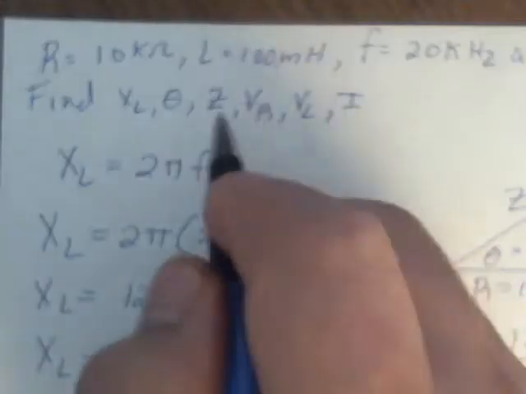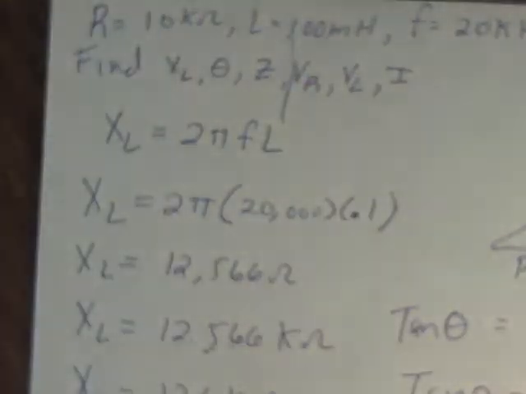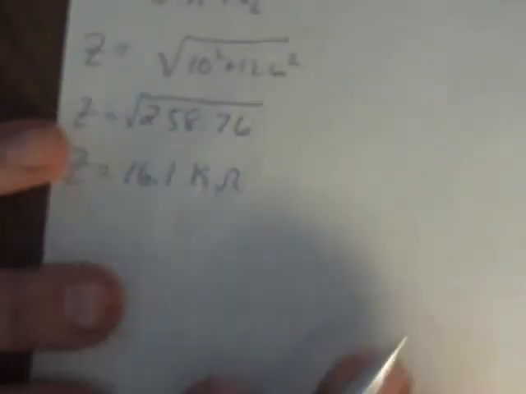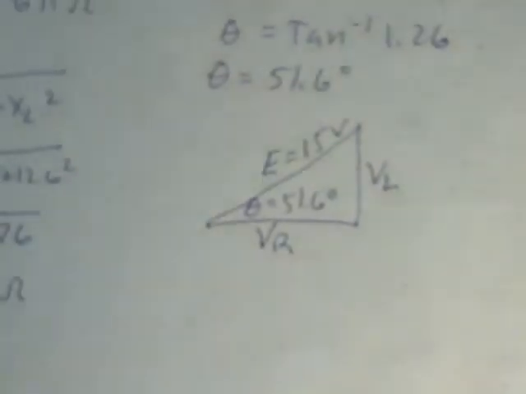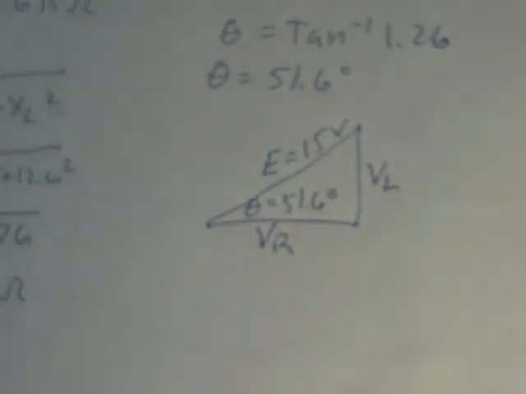Gotten through about half of what I need to do. So next I need to find V sub R, V sub L, and I, but I will be last. But that's the voltage. Okay, so my voltage phasor in my RL circuit. We have E, which we know is 15 volts. I don't know V sub R. I don't know V sub L. But I pull theta from the impedance triangle because it is the same angle because it's in the same circuit.